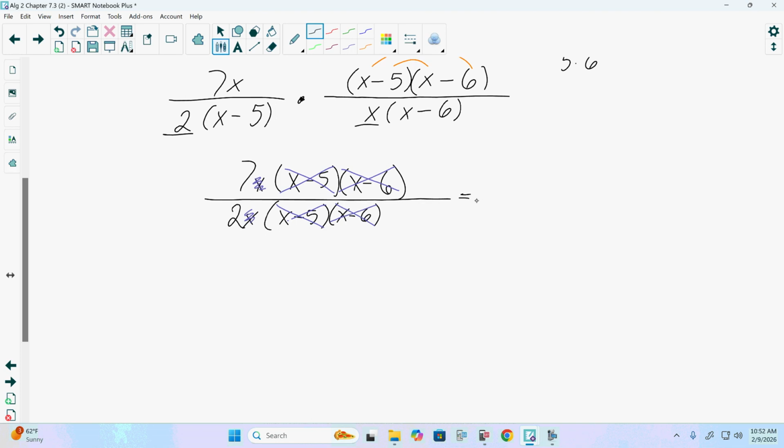Well, the only thing that's left is what? Step number 2. Interestingly enough, here all the variables simplified out, so we just have 7/2. Questions on this here?